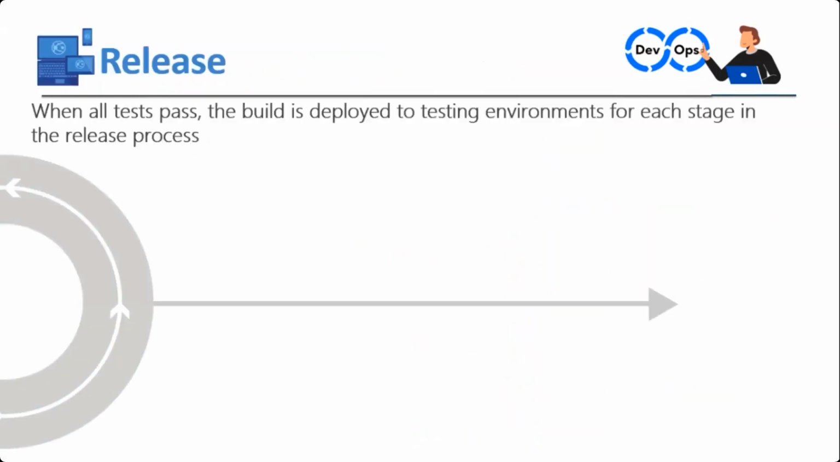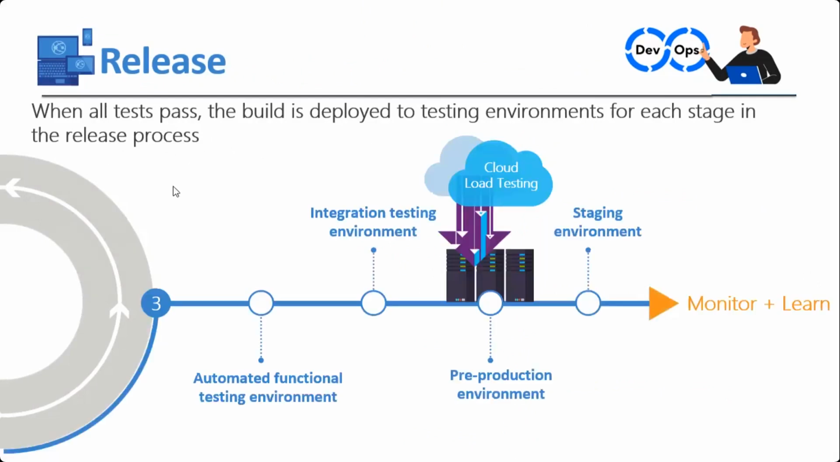Okay, next is the release. So when all tests pass, the build is deployed to the testing environment for each stage in the release process. You see here, we have the automated functional testing environment and the integration testing environment.